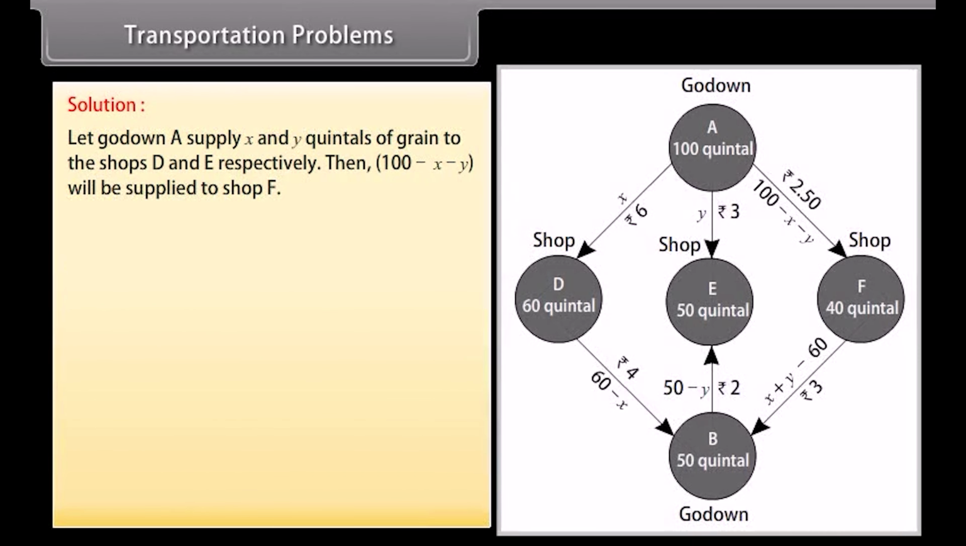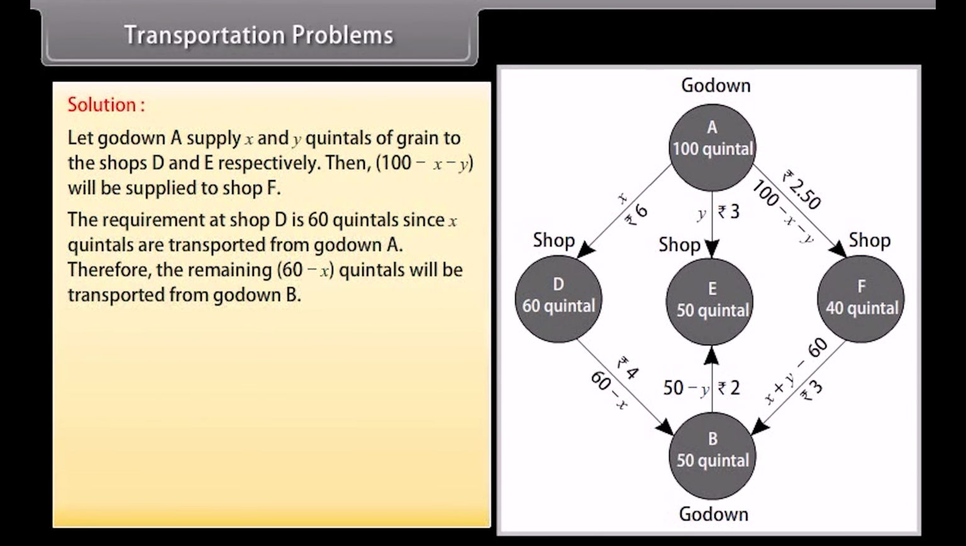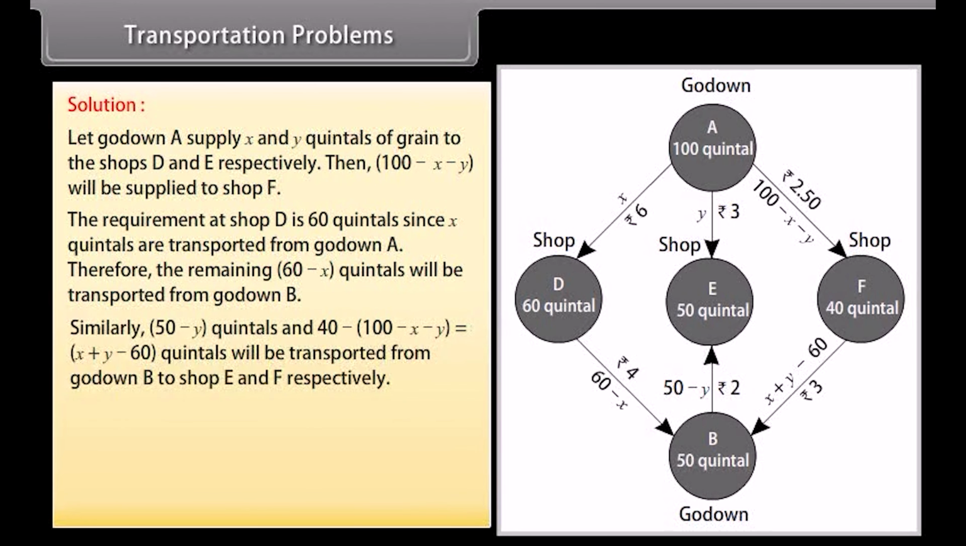Solution. Let godown A supply x and y quintals of grain to the shops D and E respectively. Then 100 minus x minus y will be supplied to shop F. The requirement at shop D is 60 quintals. Since x quintals are transported from godown A, the remaining 60 minus x quintals will be transported from godown B. Similarly, 50 minus y quintals and 40 minus (100 minus x minus y) equals x plus y minus 60 quintals will be transported from godown B to shops E and F respectively.